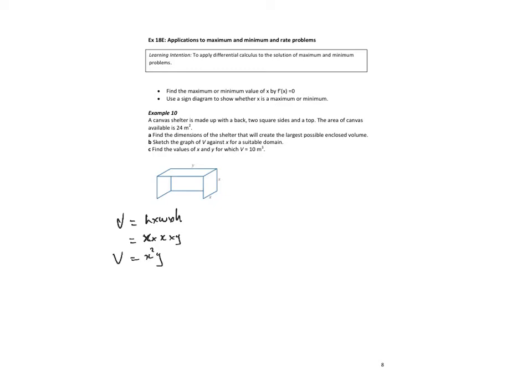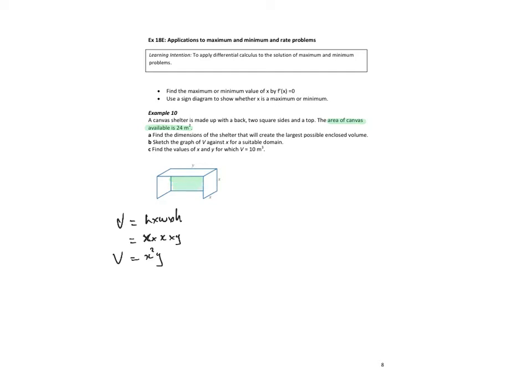Now the problem we've got there is that we've still got two variables. So we need to find some relationship between x and y. What information haven't we used yet? We haven't made use of the 24 metre squared area of canvas that's available.